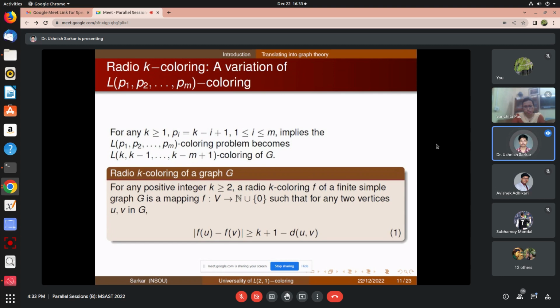So here the requirement of keeping the absolute difference of the frequencies is gradually reducing by 1 as the distance grows. And here at the end, there is a formal definition, and the restriction is that the absolute difference of f(u) and f(v) is greater than or equal to k plus 1 minus the distance of uv.